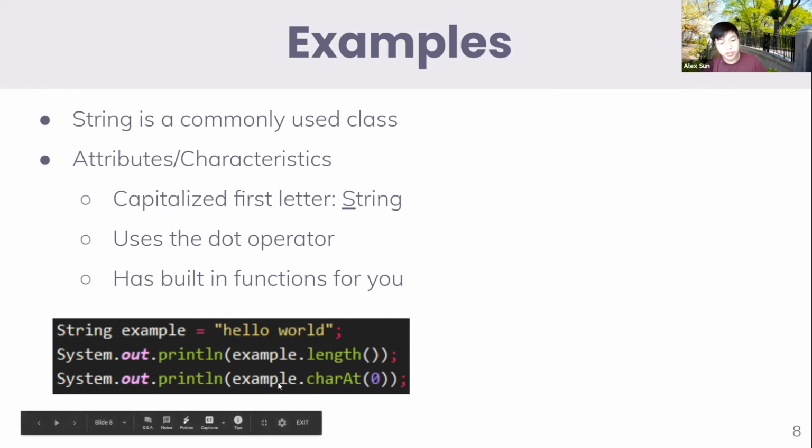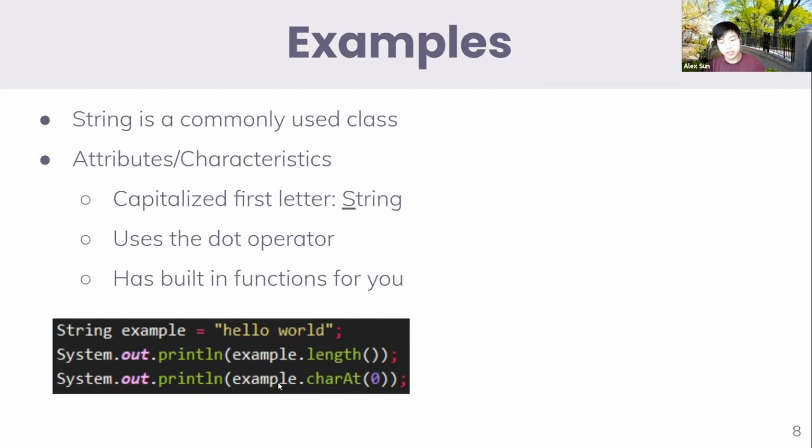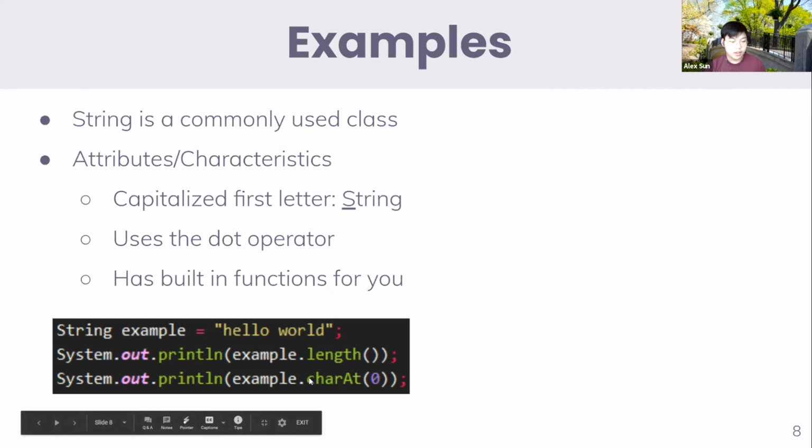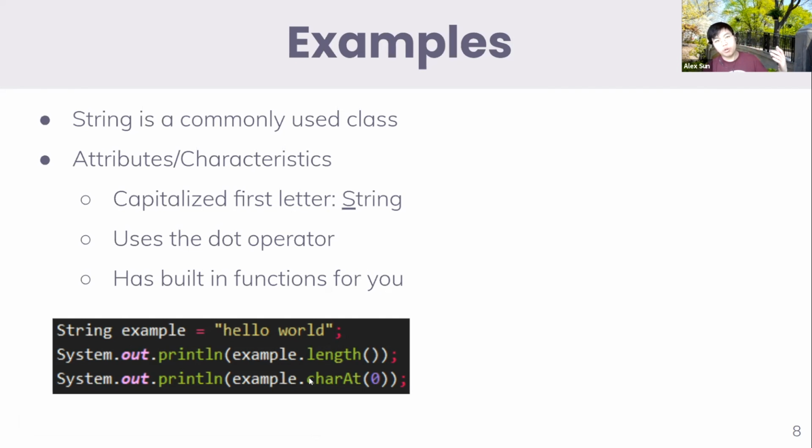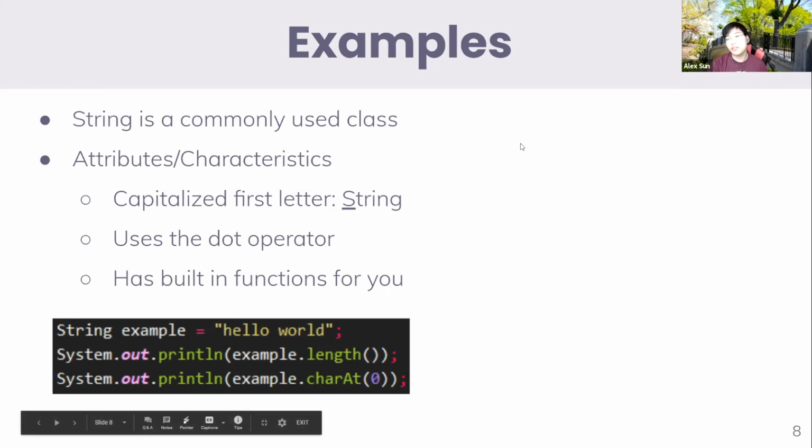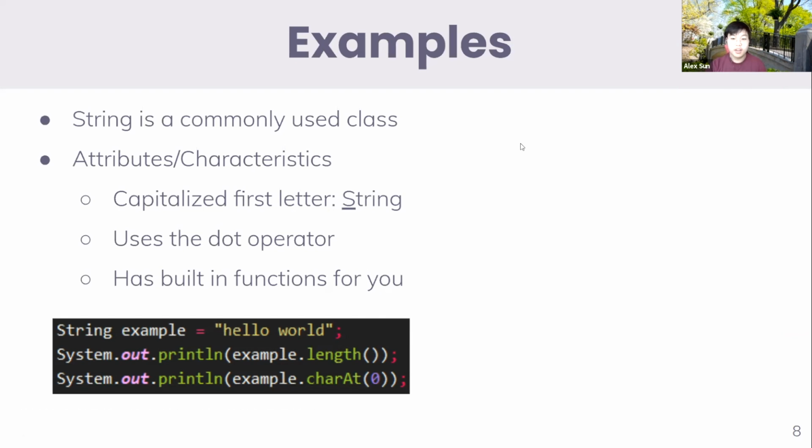Or we can do example dot charAt 0, which gives us the first character in the string. Things like that show you what a class looks like in Java. And we're going to teach you how to make some of these because they're actually really useful. So are there any questions so far? Feel free to type them in chat or ask your mentors, or stop me. If not, I'm going to keep going.